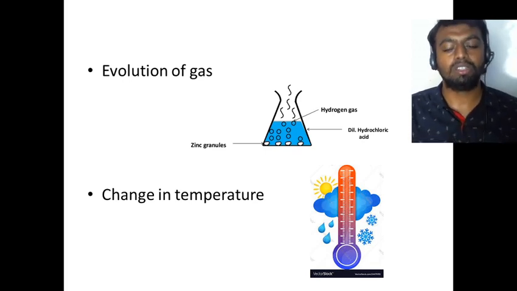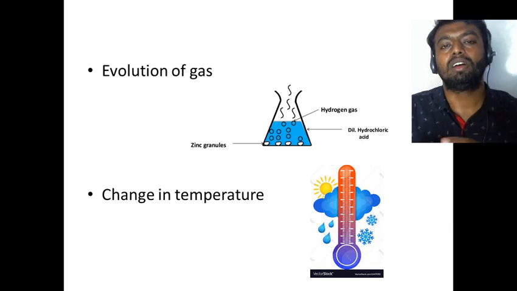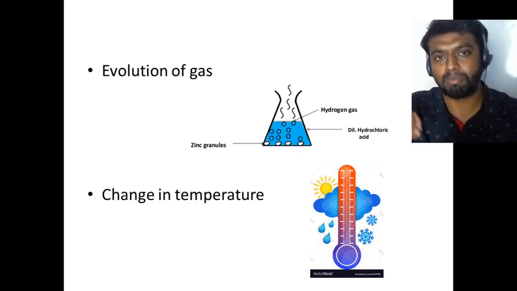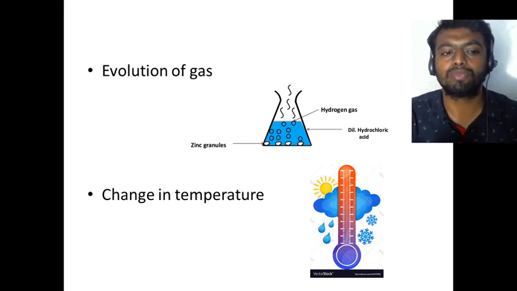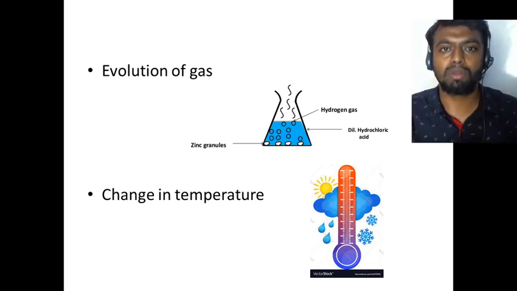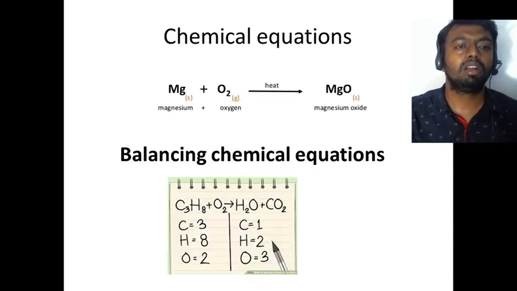At last, change in temperature. In some reactions temperature may increase, and in some reactions temperature may decrease during the reaction. So change in temperature can also be considered as one of the evidences for a chemical reaction. You can also add that formation of a precipitate is one of the evidences for chemical reactions. Fine, so let's go to the next topic then.